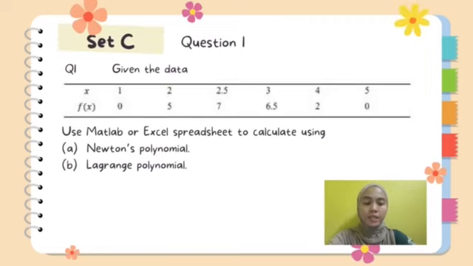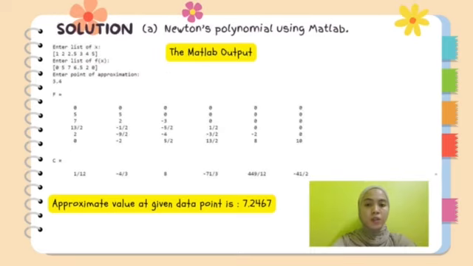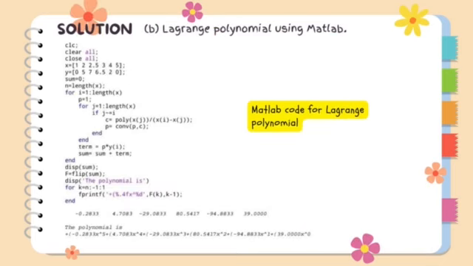For set C, question 1, given the data x and f(x), use MATLAB or an Excel spreadsheet to calculate using A, Newton's polynomial, and B, Lagrange polynomial. For the solution, we enter this code in MATLAB and get the output. The approximate value at the given data point is 7.2467.